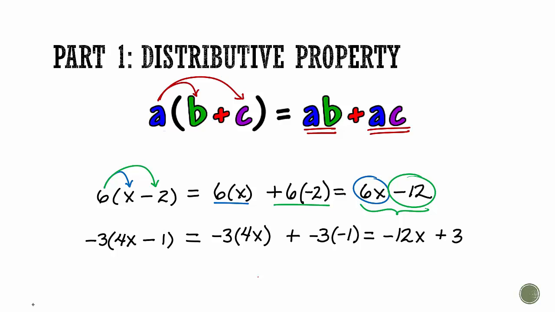And same thing with a negative here. You got to watch out for your signs, but you're doing the same thing. Negative 3 times 4x, and then negative 3 times negative 1. You simplify and add or subtract if you can. So now we're just going to do that with polynomials.